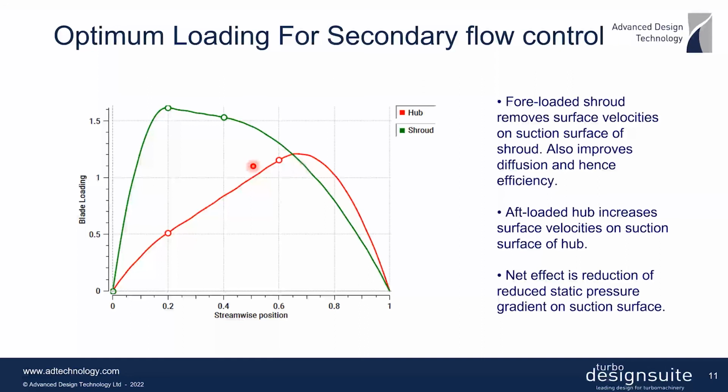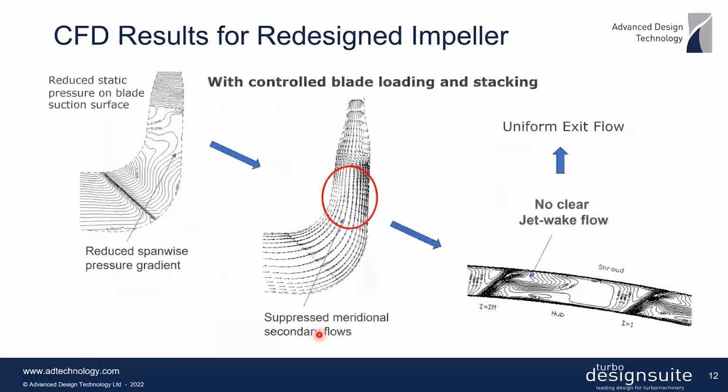And by doing a combination of these two, that is a forward-loaded distribution at the shroud, aft-loaded distribution at the hub, we should be able to get a net reduction in this reduced static pressure gradients on the suction surface, which is what we are actually trying to achieve here. So then you can see this effect better in this image.